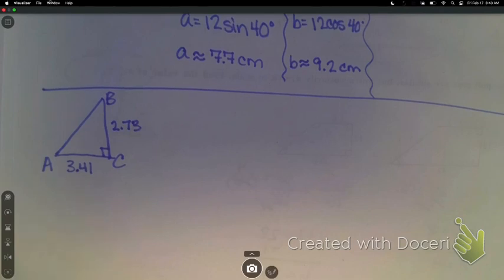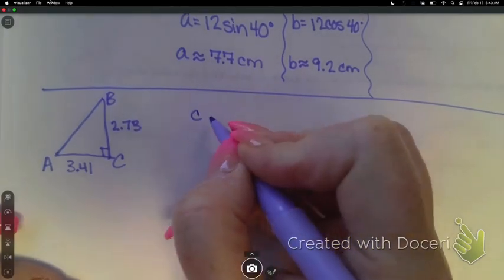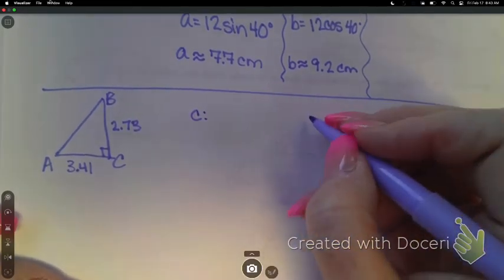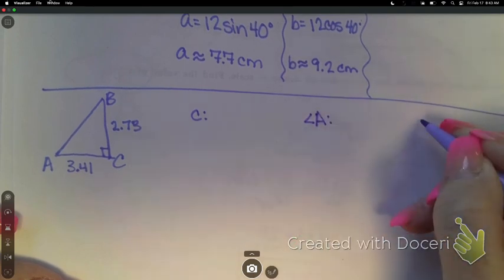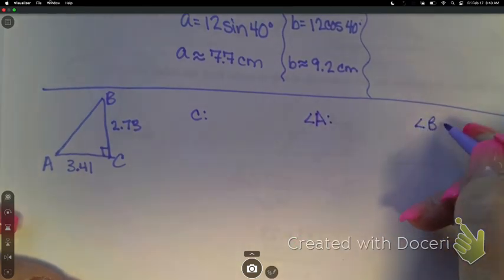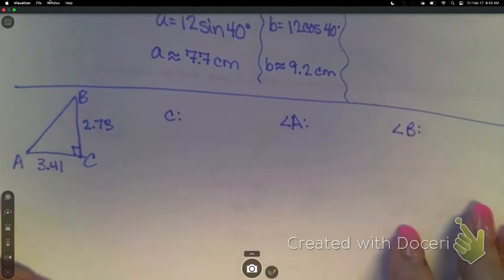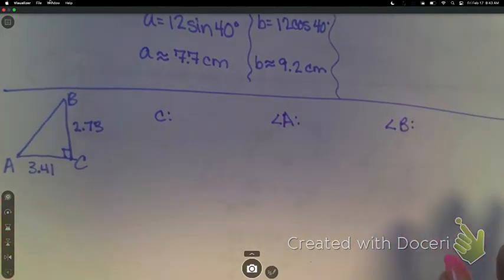So what do I need to still find? Tangent. I need to find side C and angle A and angle B. On your problems in the textbook, sometimes they say just find one or the other. I'm going to tell you to find everything. I'm going to say solve it. When I say solve it, that means find everything missing. Okay?